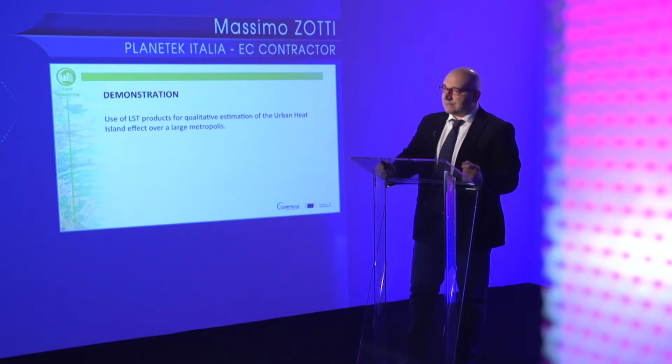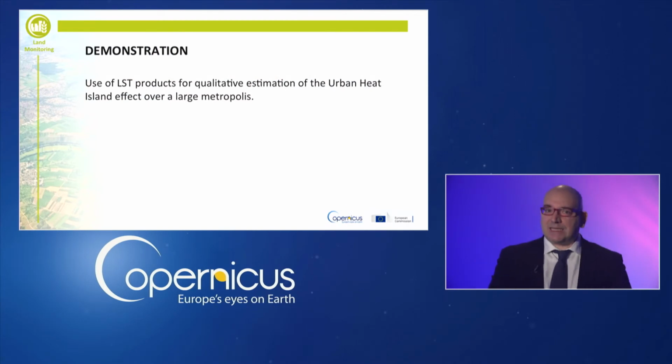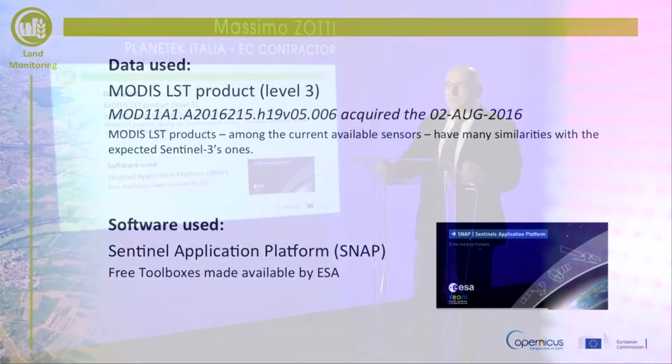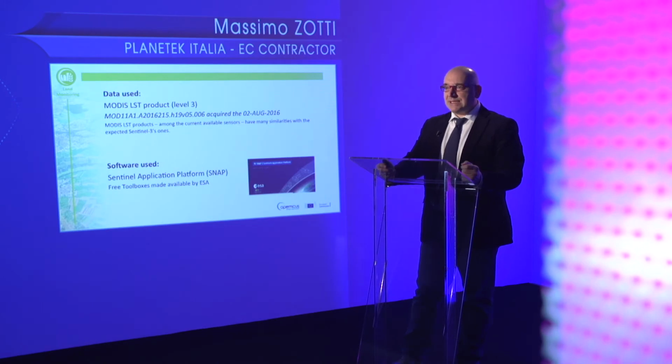The following part will show an application of satellite land surface temperature for estimating the urban heat island effect over a large metropolis. In order to show the potential impact of land surface temperature measurement with Sentinel-3, we have chosen a MODIS LST Level 3 product for this demonstration, since its content can be considered very similar to the former one. We will use the free toolbox provided by ESA, the Sentinel Application Platform, or SNAP.